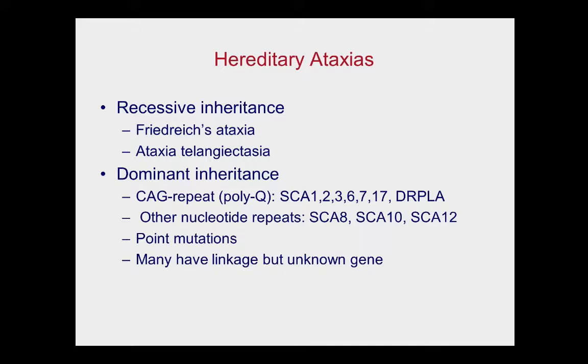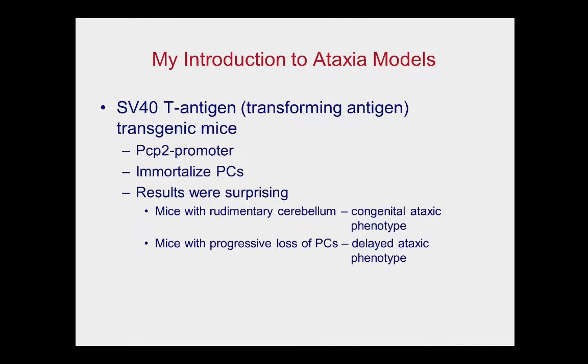The dominantly inherited ones I'm going to be talking about today share a motif: they have a polyglutamine repeat within the affected gene. I'll get into that in more detail in a little bit. There are now up to SCA37, so there's been a lot of work done over the last 20 years or so.